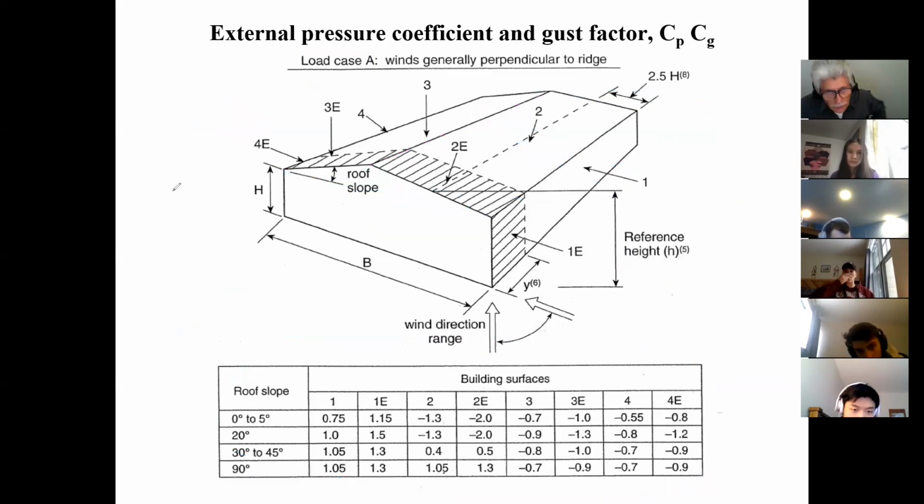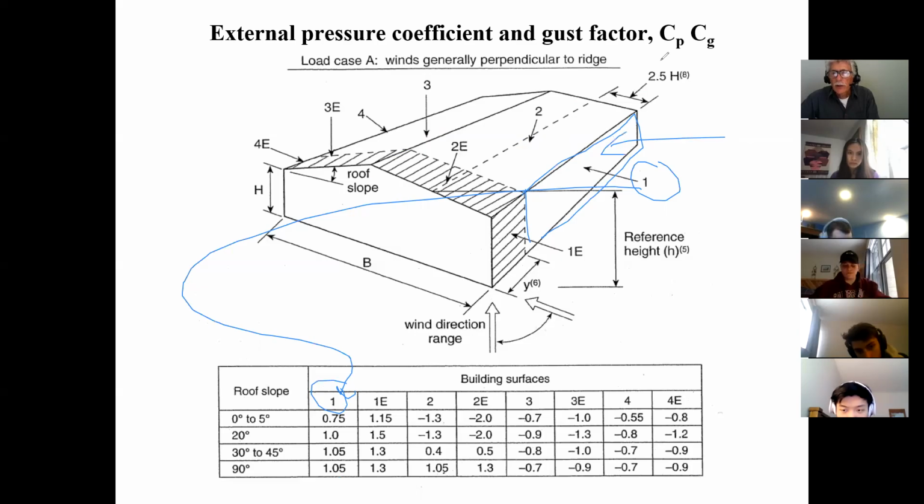What they're showing you here is that these are the different surfaces that your wind is going to have a different effect on, okay? So for example, this is surface number 1, and it goes from here to here. If I want to calculate the pressure and I need the CP/CG value for surface number 1, and the slope of my roof is from 0 to 5 degrees, then that's what I use for the values of CG/CP.